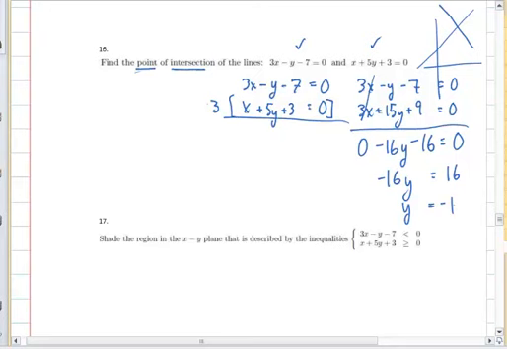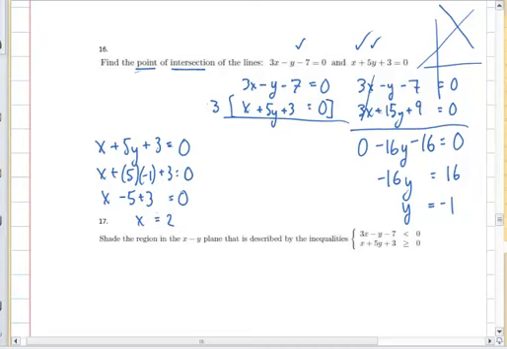When I get that answer of y being negative 1, I can plug it into either equation. So I'll use the second one because it looks like it's going to be a little easier to work with. I have x plus 5y plus 3 equals 0. I'll plug in negative 1, and I'll end up getting x minus 5 plus 3 equals 0, or x equals 2. So my point of intersection is 2, negative 1.